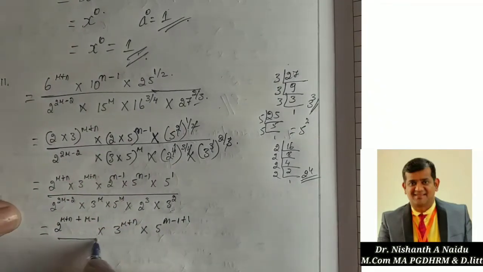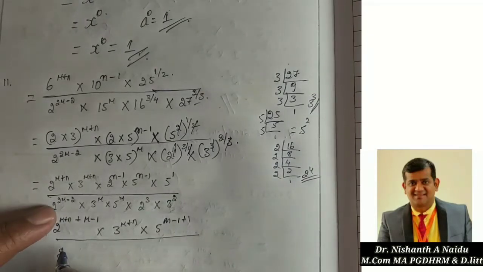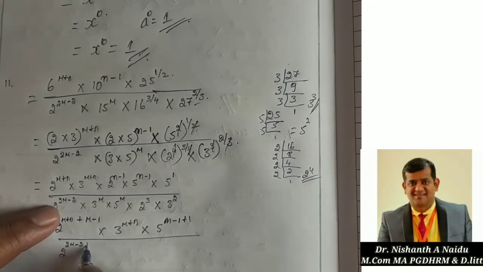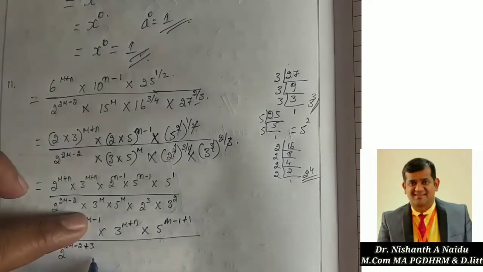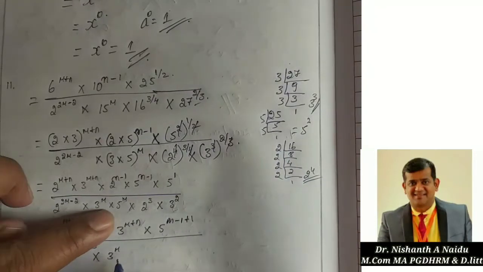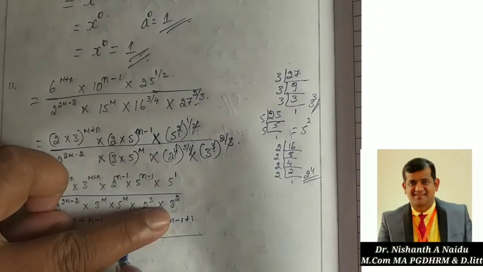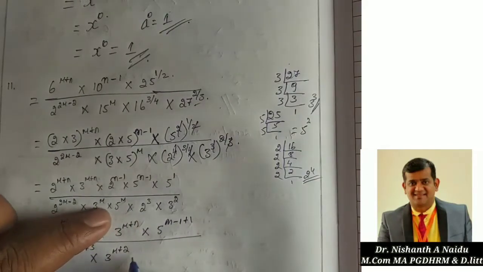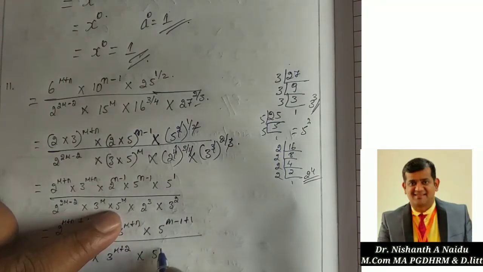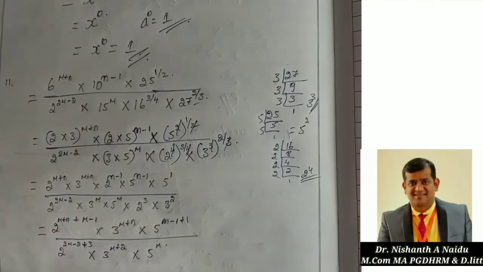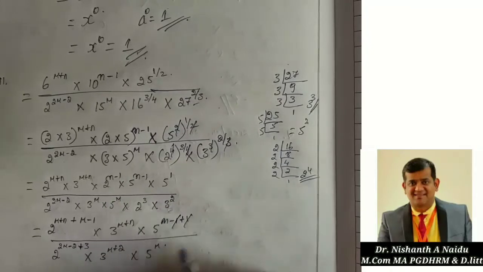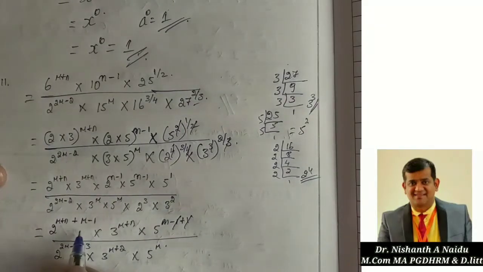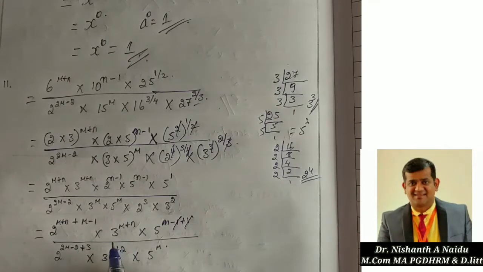Next divided by 2 to the power 2m minus 2 plus 3. Next I have 3 here, 3 to the power m plus 2. Next I have 5, so 5 to the power m. So that's all. Now, anything common gets cancelled: minus 1 plus 1 gets cancelled. Here plus m is there, so we have to go further in simplification.